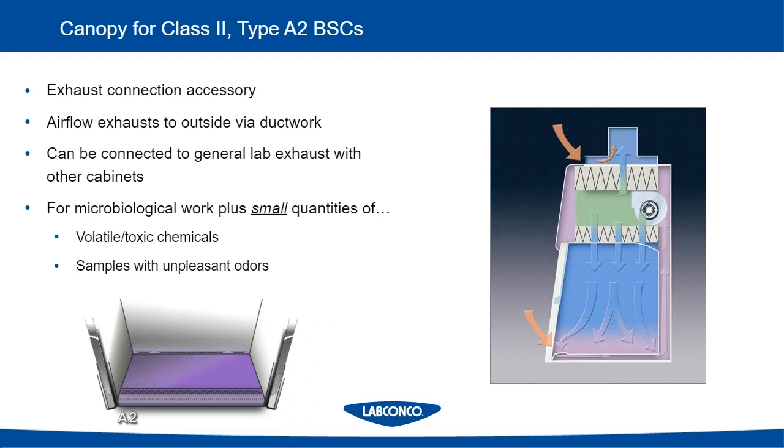So what happens, let's say your researcher has a larger volume of chemicals they want to work with, and you decide that a Class II type A2 is not going to be adequate for that research. That brings us to our next cabinet.